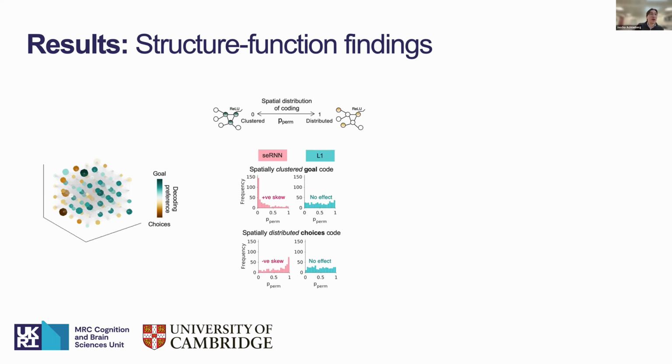So the idea is we now check, are the units which code for the same thing closer together in 3D space than you would expect by chance? And what we find, if you look at those results here, is that the spatial code is really clustered in seRNNs, and the goal code is really clustered in seRNNs here, whilst in the L1 it's just kind of a normal even line, so it's just randomness if you want. And for the choices, it's actually the opposite. So it's really distributed, so that the goal code goes around.